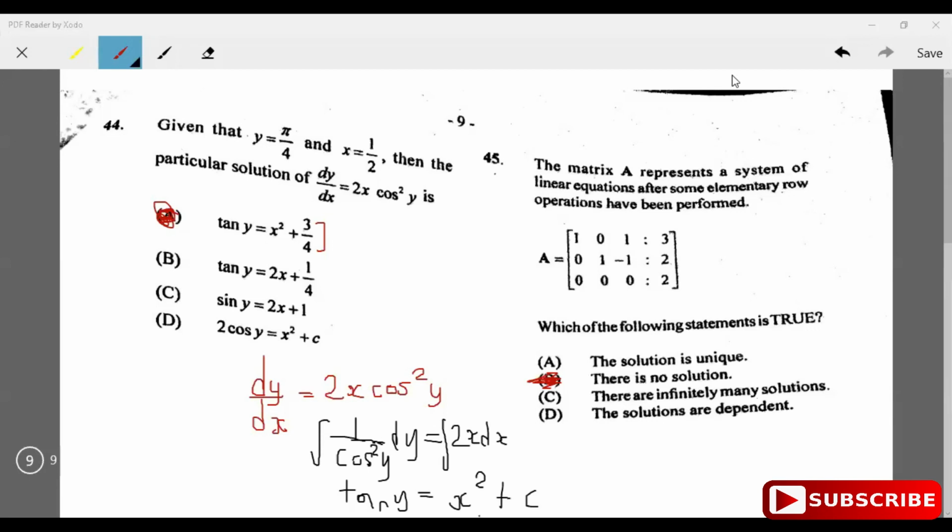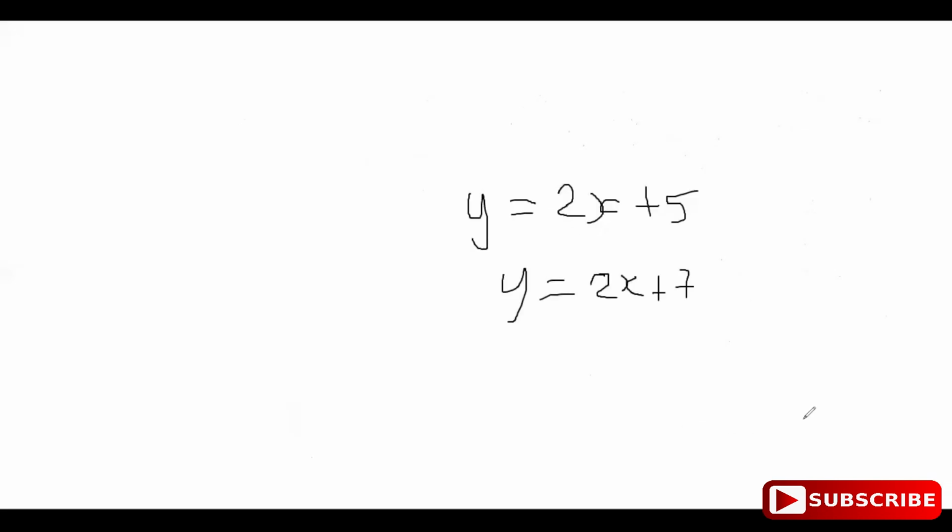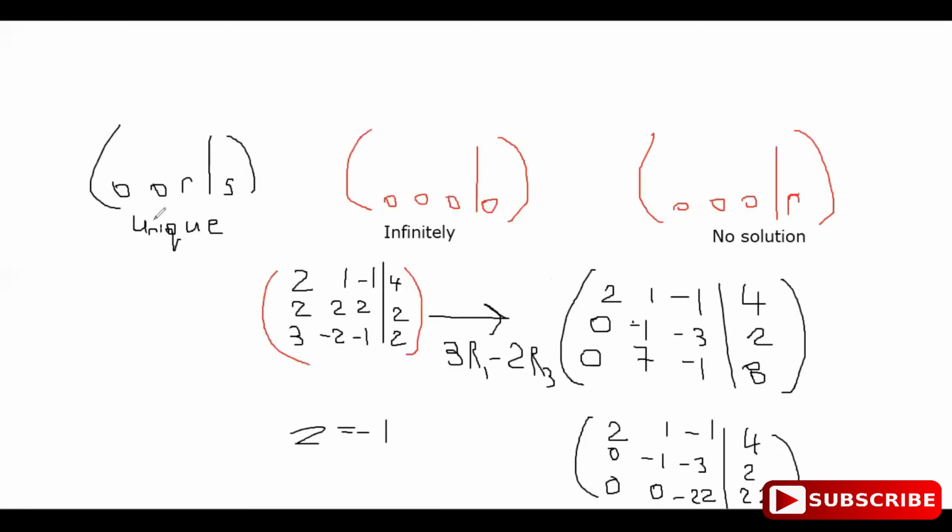Yes. That's what we looked at right here, the different cases. Unique: 0, 0, R, so Rz equals S. Then 0x plus 0y plus 0z equals 0, and 0 plus 0 plus 0 equals R. Those are the three cases.